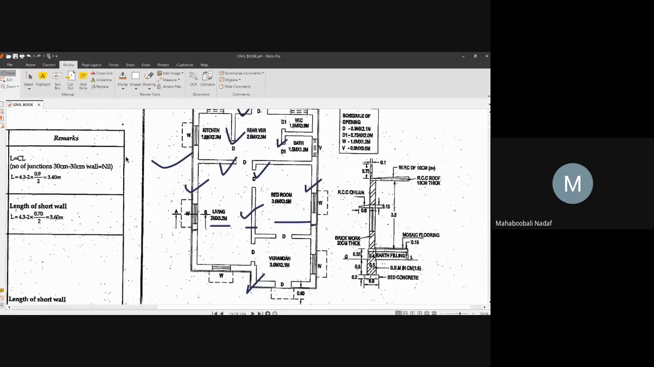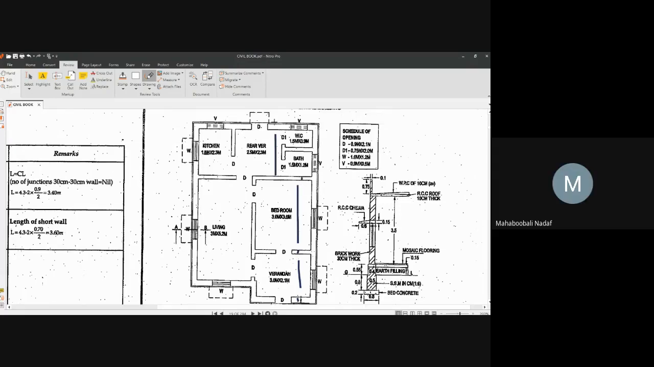Let us say, one second, I will just erase this one. In this direction, 0.3 by 2, correct? 0.3 by 2 plus 2.1, correct? Plus 0.2, okay? Plus 3.6, plus 0.2, okay, plus 2.3, correct, plus 0.3 by 2.